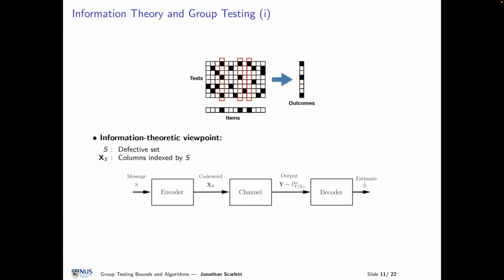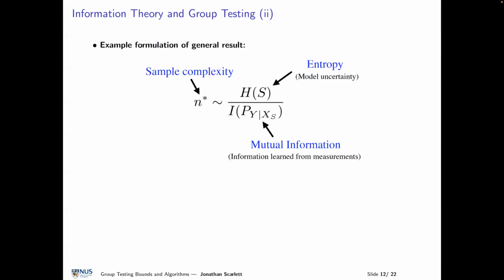You could think of this set you're trying to recover as a message, these red columns as being a type of code word. Some channel produces your output. If it's noiseless, it's just a deterministic OR operation. And then you're trying to decode. So it looks a bit like a communication problem, and these tools from information theory come out to be really useful.